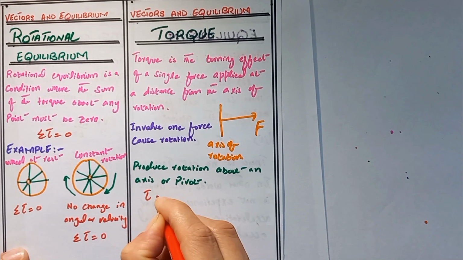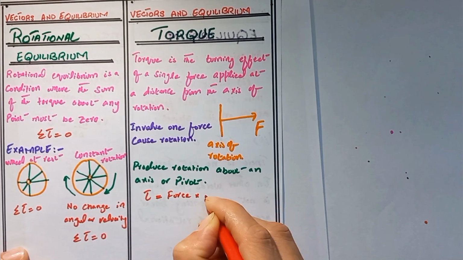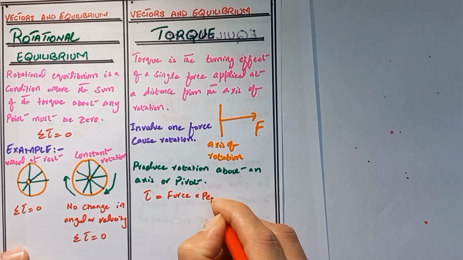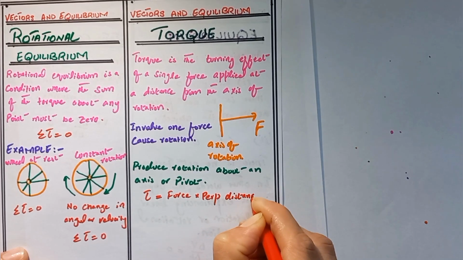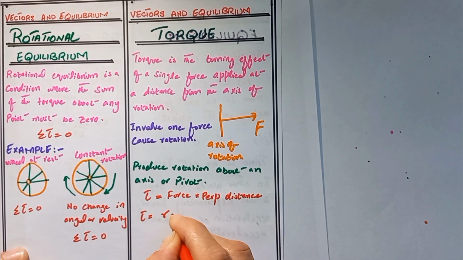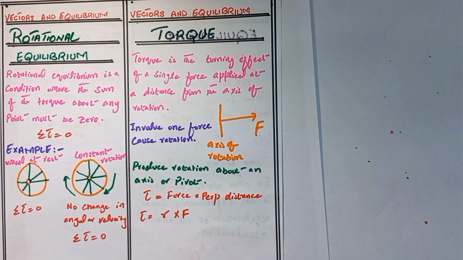The formula is: torque is equal to force multiplied by perpendicular distance. So here we write torque is equal to R cross F.